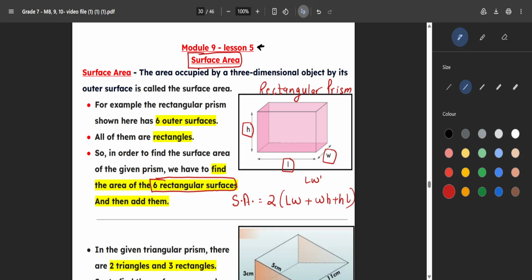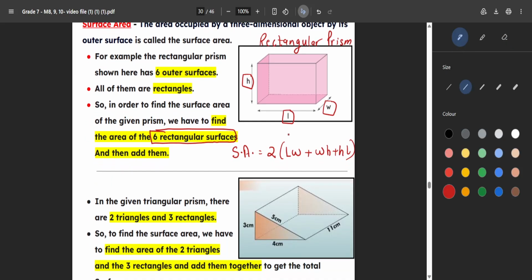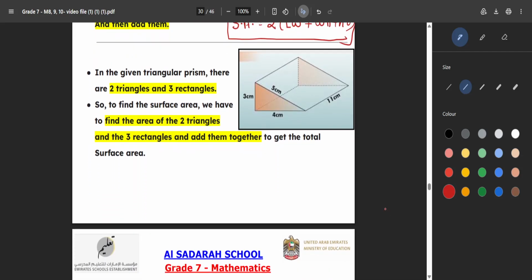How will you remember this formula? See, there are three things: length, width, height. First I took the length width here, then I took the width height here, and finally the height and the length here. Multiply them, add them, and then whatever you get in the end, multiply it by 2 and you will get the total surface area of the rectangular prism. Okay, remember this formula, note it down. Surface area of a rectangular prism is 2 times length width plus width height plus height length.